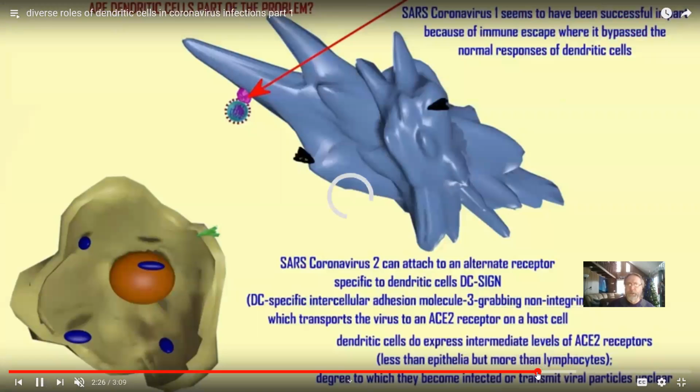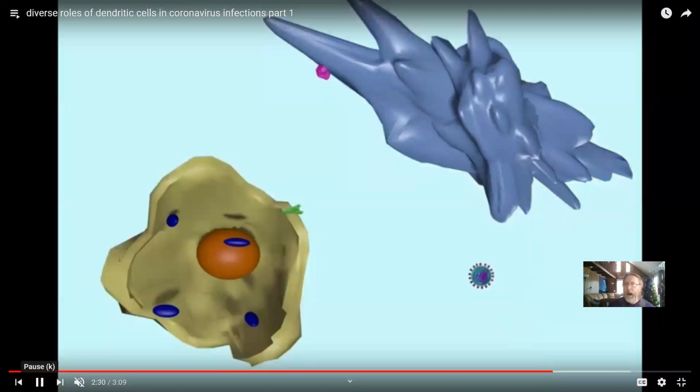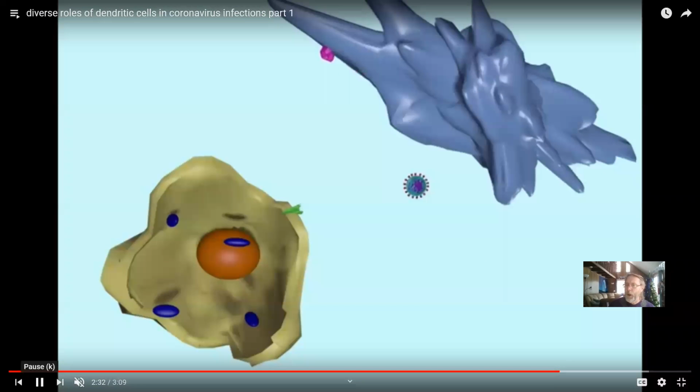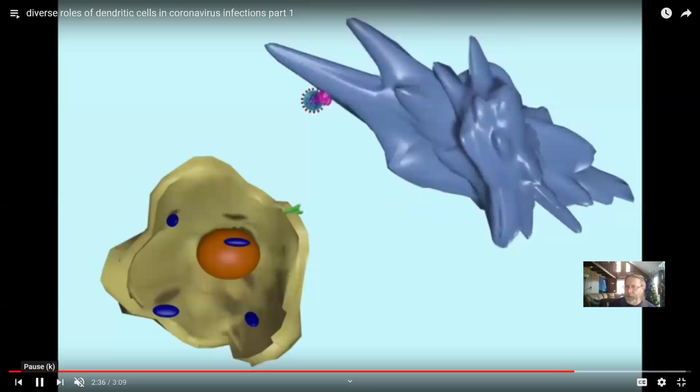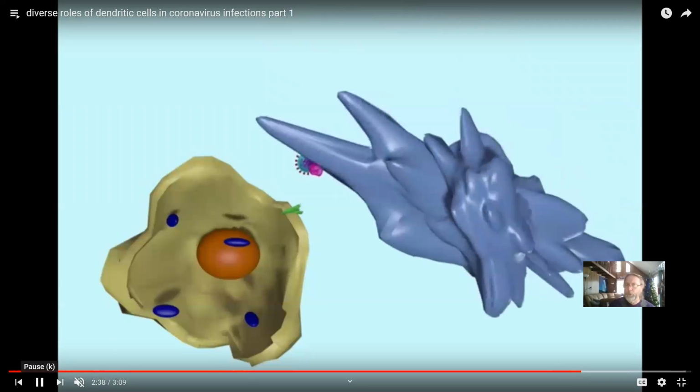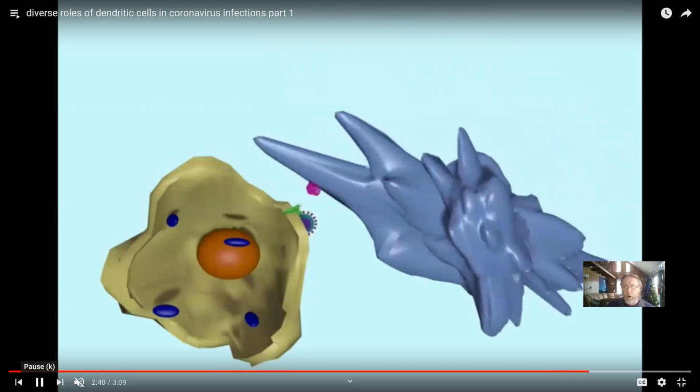Once again, I'm just going to quickly go through this coronavirus. These cells called dendritic cells, they probably are presenting coronavirus peptides with their MHC1 proteins, and they are probably presenting them on their MHC2 proteins, activating both cytotoxic T lymphocytes and helper T lymphocytes.